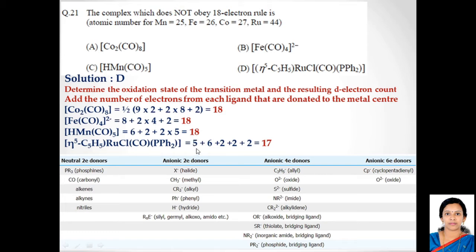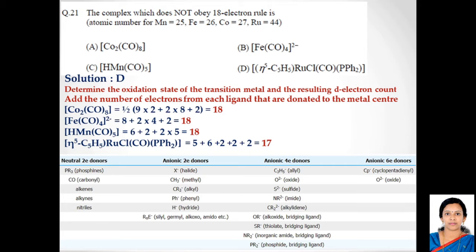5 electrons for ruthenium plus the cyclopentadienyl ligand donates 6 electrons. It's a 6 electron donor. So plus 6. The chloride is a 2 electron donor, plus 2. The carbonyl is again a 2 electron donor, plus 2. And the diphenylphosphine is another 2 electron donor. So you add that. When you add all this, you will get only 17. It's not obeying the 18 electron rule. So the complex which does not obey the 18 electron rule here is the ruthenium complex.